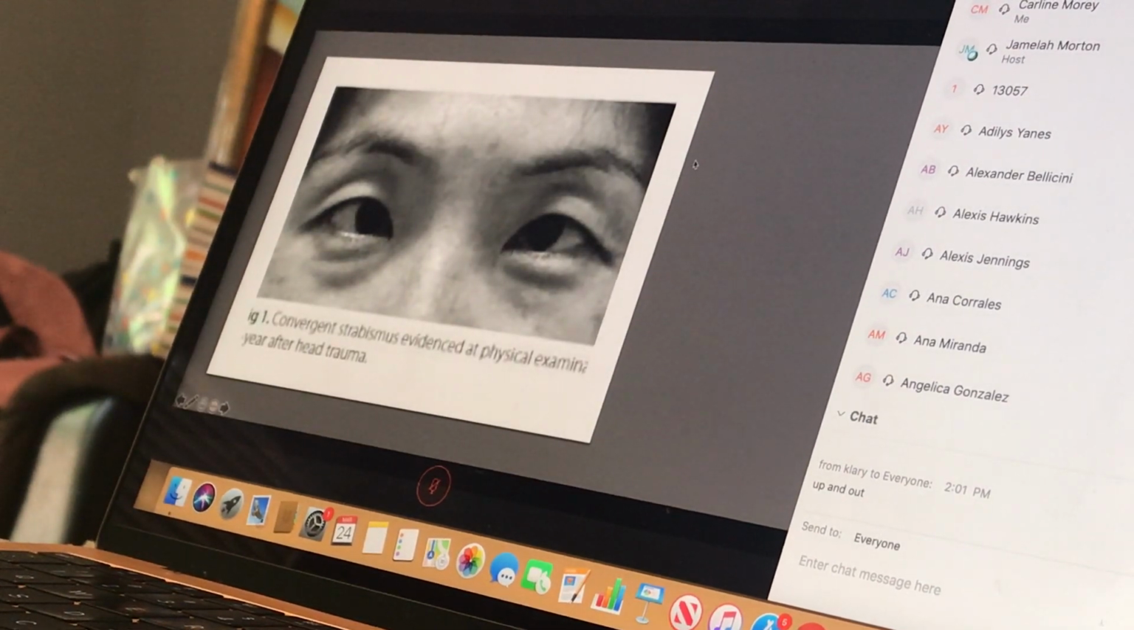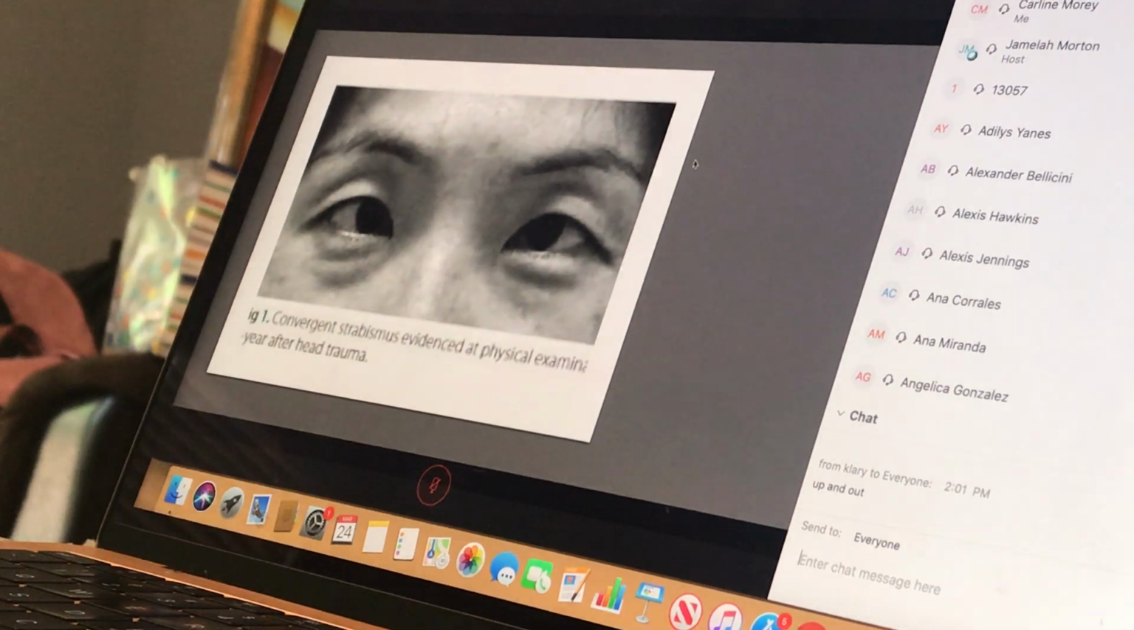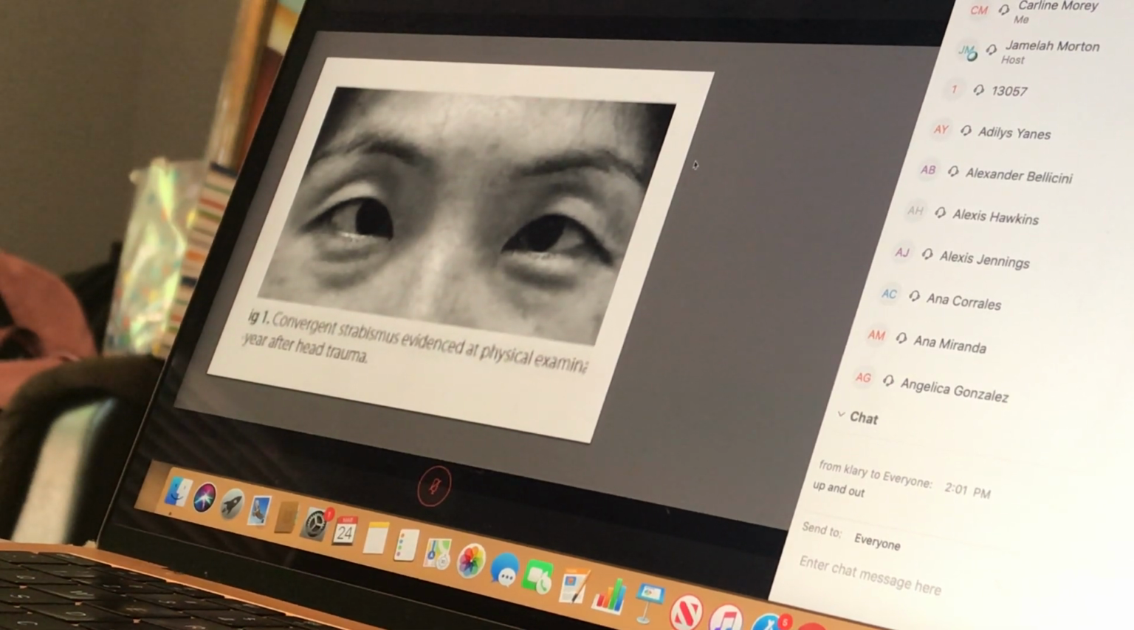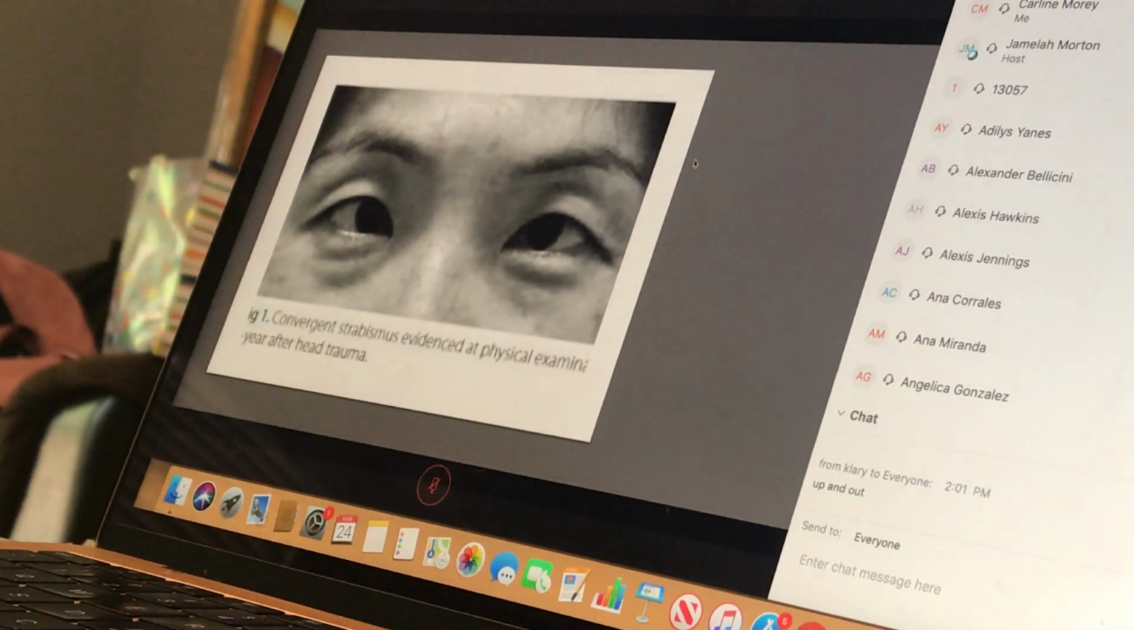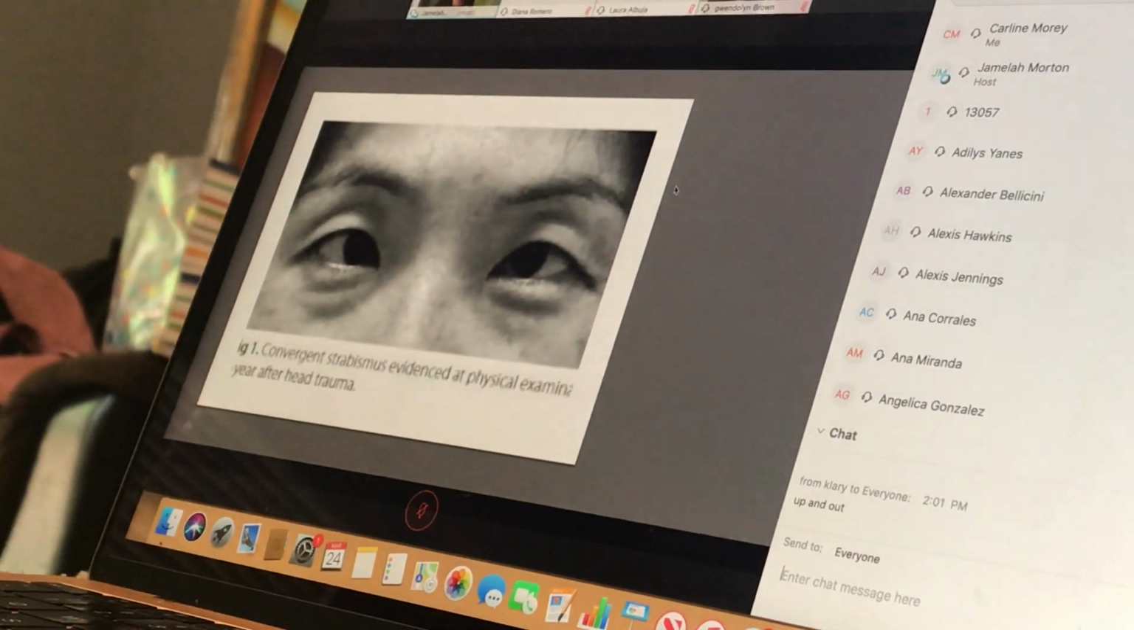All right? So remember, cranial nerve 6 moves the eye lateral. Cranial nerve 3 moves the eye medial. It also moves the eye up and in, down and out, and up and out. Cranial nerve 4 moves the eye down and in, forward to the floor. So medially, up and in, up and out, down and out, 3. Laterally, 6. Down and in, 4.